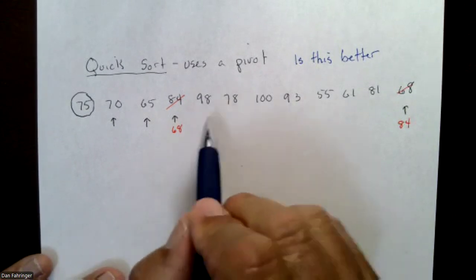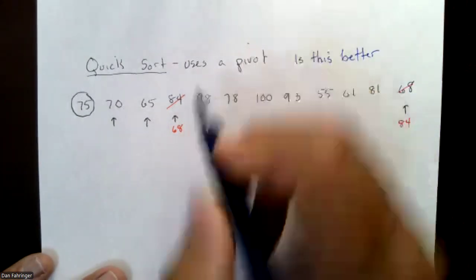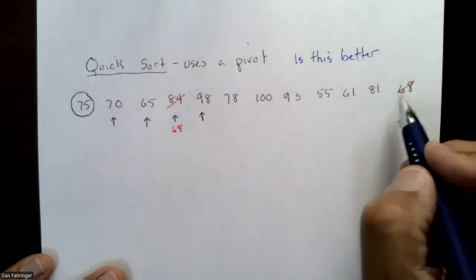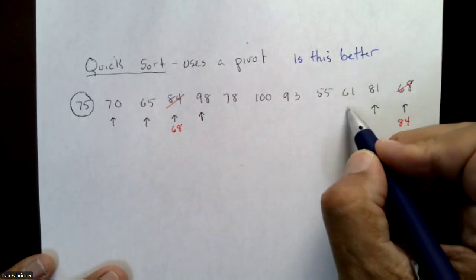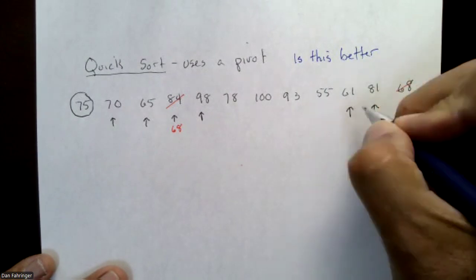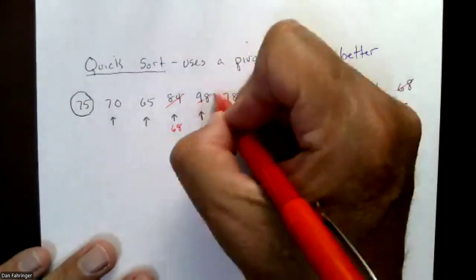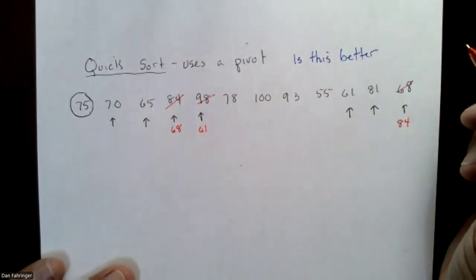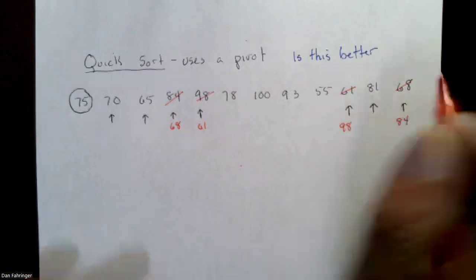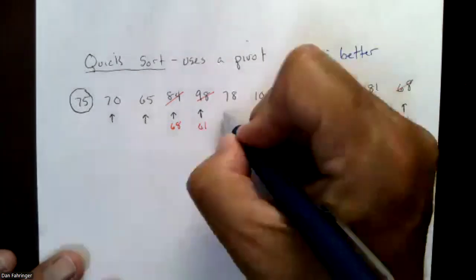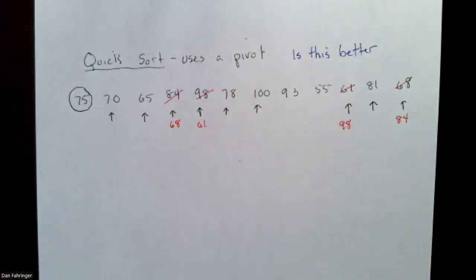Back to where I left off. Is this less than 75? Nope. So I'm here and I stop. Is this greater than 75? Yes, I'm good. Is this less than, uh-oh, I need to swap again. So now I'm going to come back. This becomes 61, and this becomes 98. Is this less than? Yes, move on. Is this less than? No, I stop.